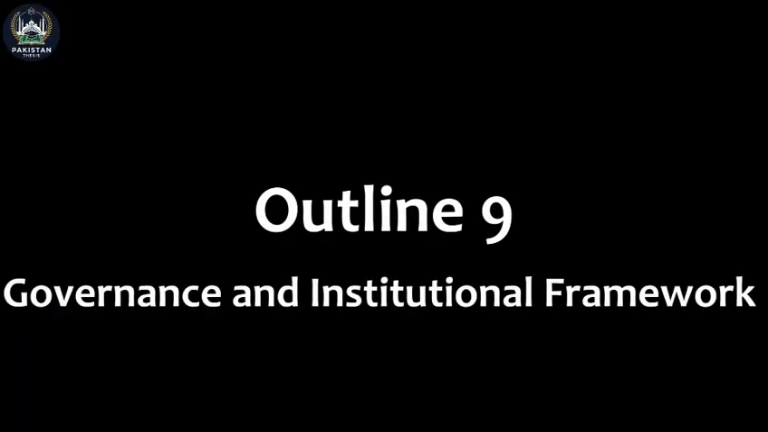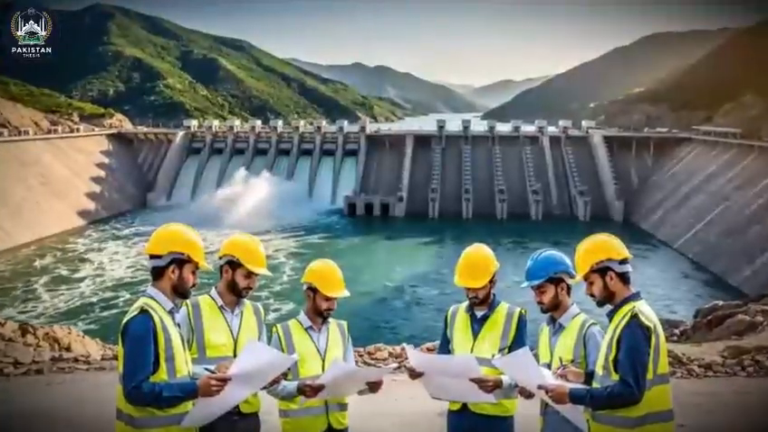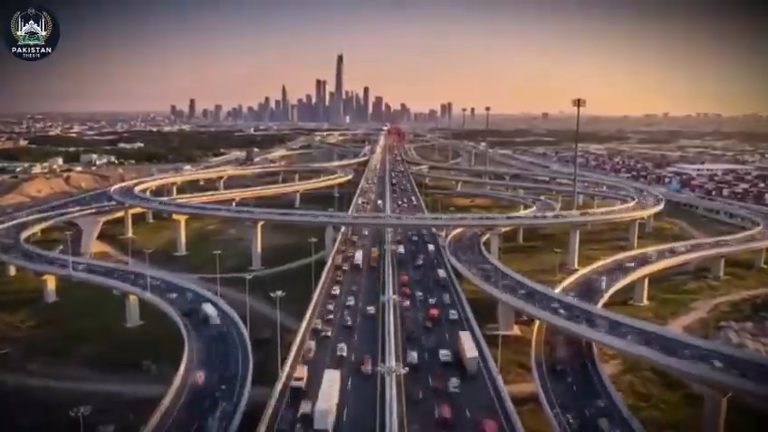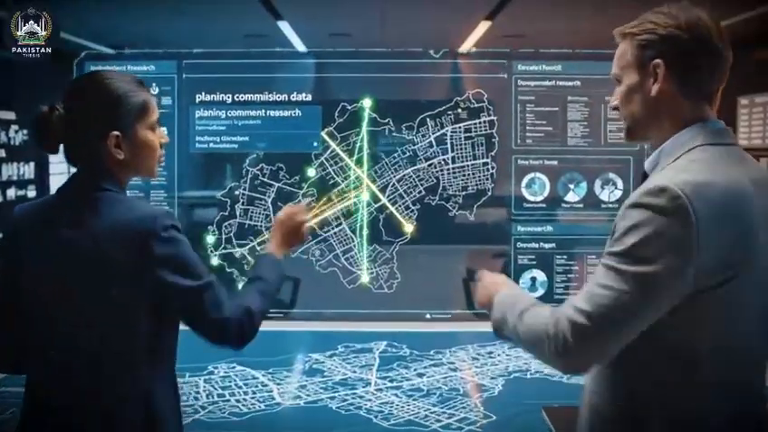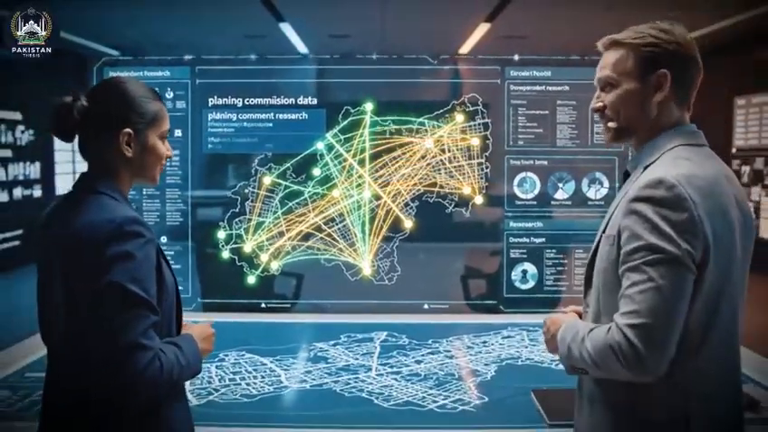Outline 9. Governance and institutional framework. Outline number 9 examines governance mechanisms. This section analyzes policy coordination, institutional capacity, regulatory frameworks, and administrative challenges related to CPEC implementation.